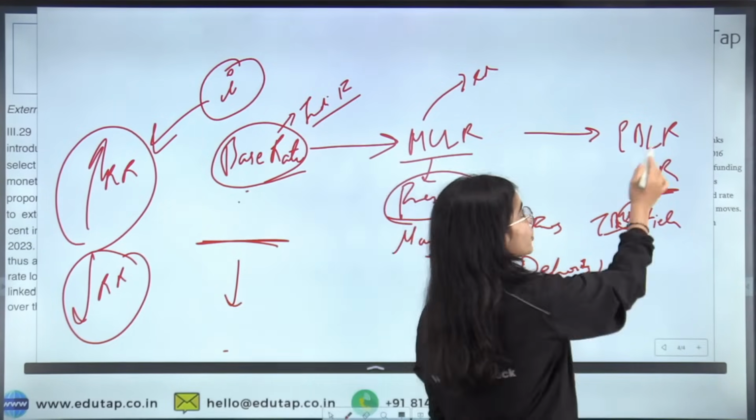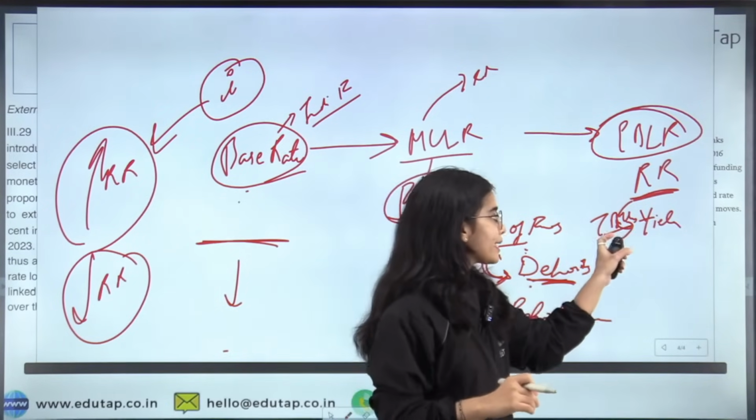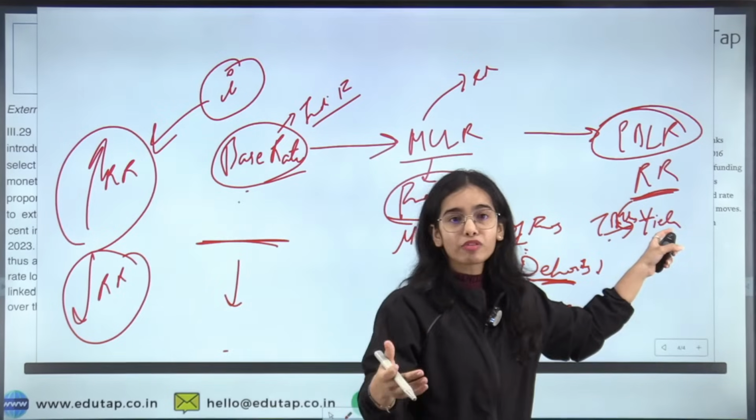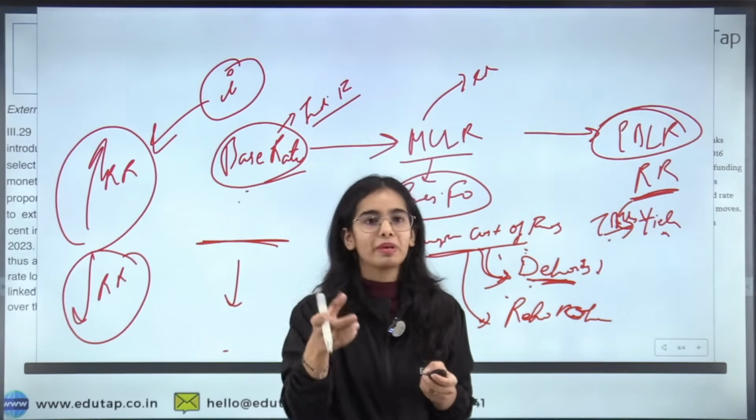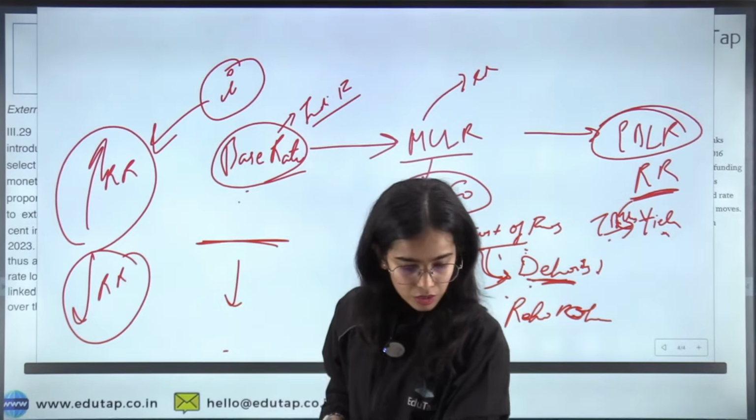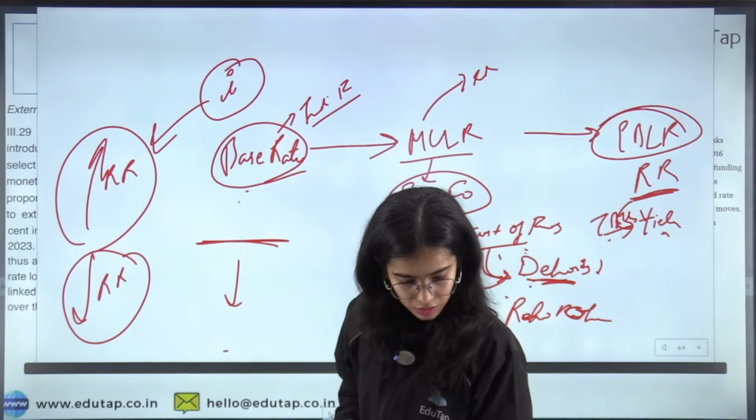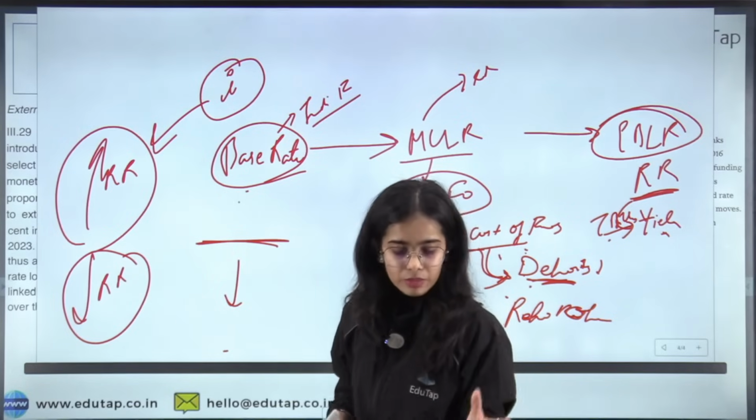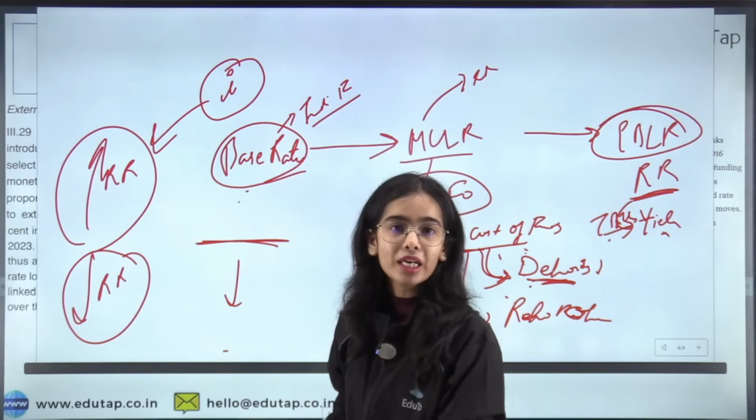So the RBI said that you have to follow any one of the external benchmarks. It can be the repo rate, it can be the yield of the T-bill, or it can be any of the rates that is prescribed by the Financial Benchmark of India Limited. Okay, so that is the name. This is the basic idea of EBLR.